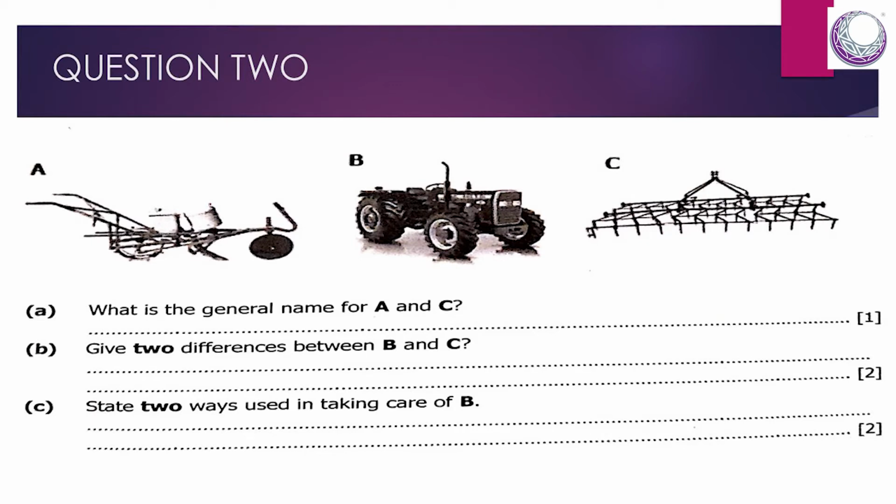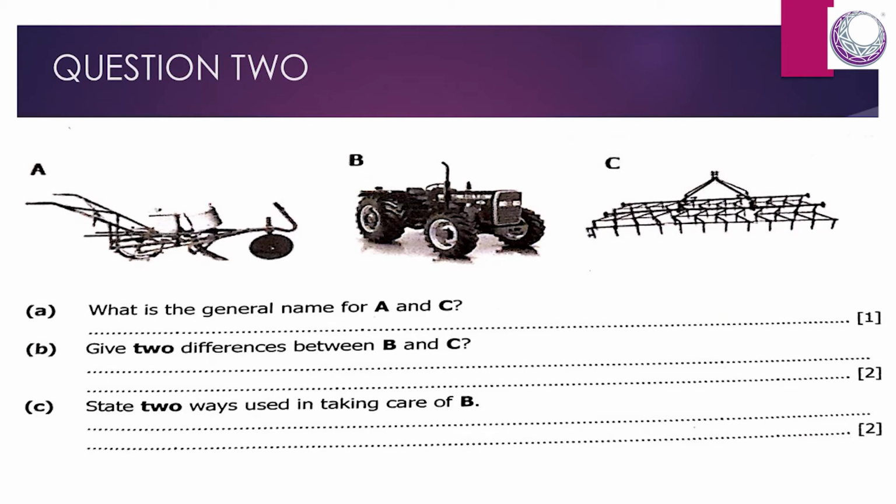Then, for B, give two differences between B and C. As you can see, B there is a machine, whereas C is an implement. So the differences are that B uses fuel for it to move, whereas C has to be pulled. The other difference is B is a machine, whereas C is an implement. The third difference is that B has a lot of movable parts, whereas C has few movable parts.